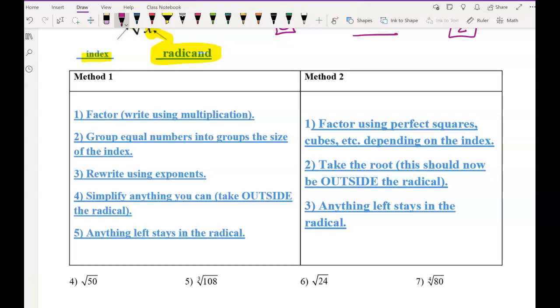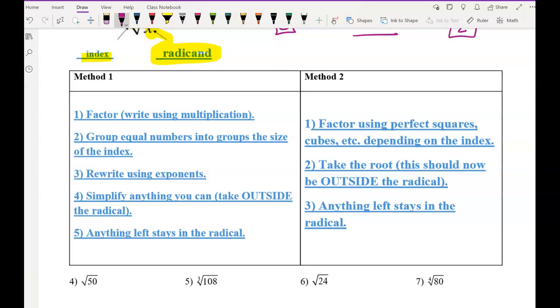Number 3, rewrite using exponents. So if we want to go from square root, we can go to exponents and vice versa. Number 4, simplify anything you can, aka take it outside of your radical symbol. And number 5, anything that's left that doesn't have pairs or cube roots is going to stay inside of your radical. Now, method number 2 says factor using perfect squares, cubes, depending on your index.